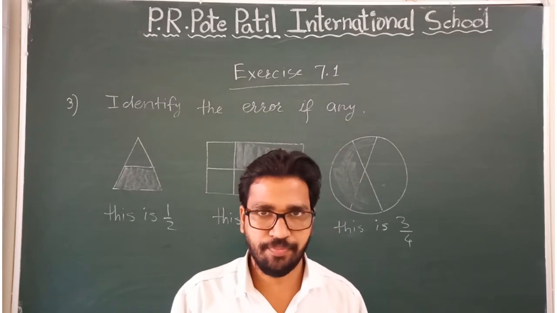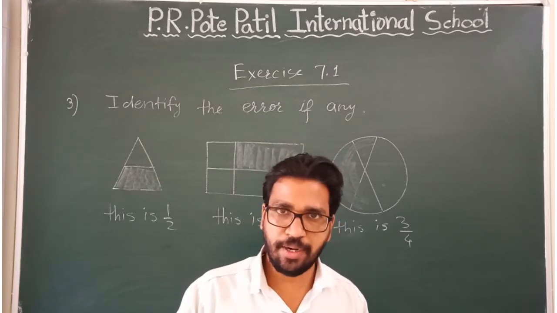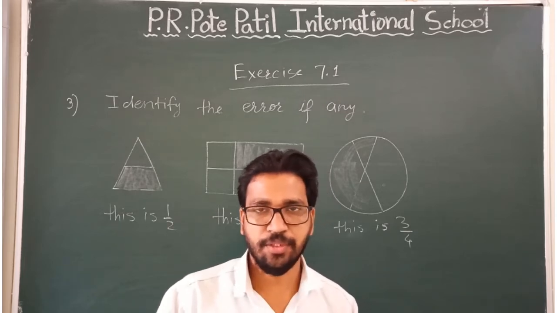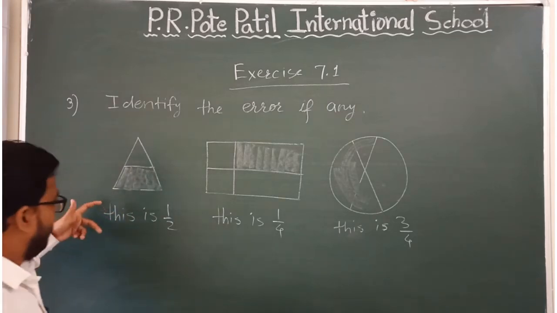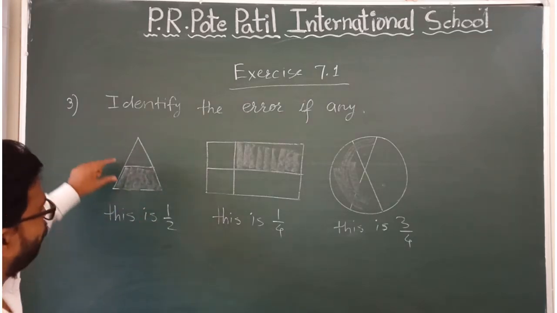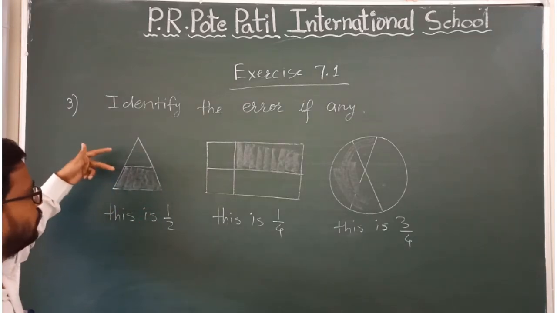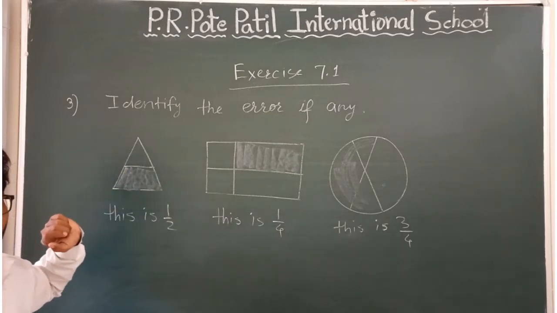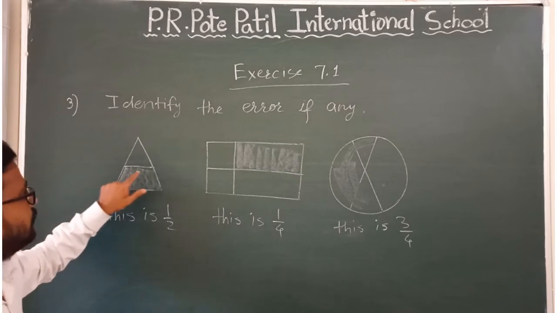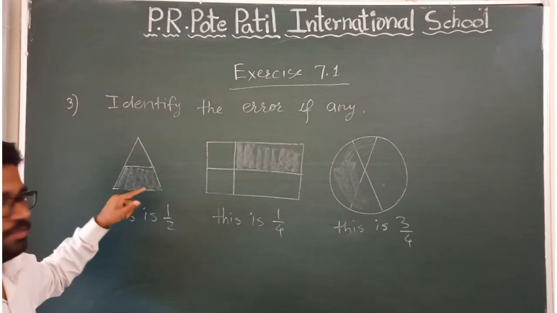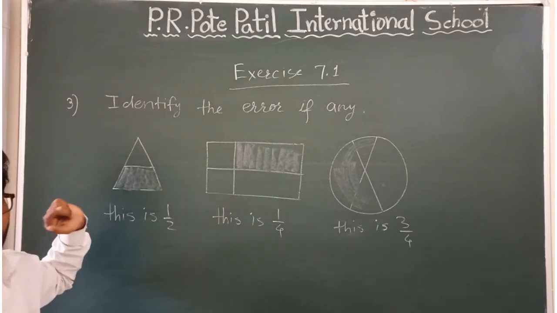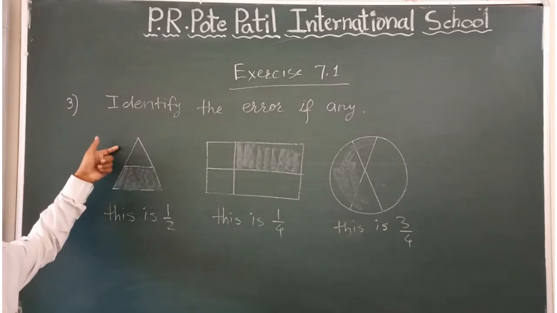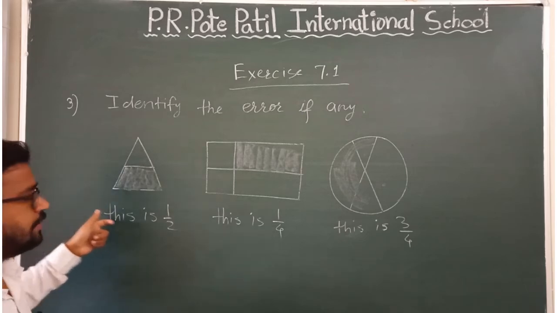2 equal parts. Half means what? 2 equal parts, and from those 2 equal parts, one part is half, right? So here this is 1 by 2, and 1 by 2 shows 2 equal parts, and from those 2 equal parts, one part is the half. But this shaded part is not the half of this, because this shaded part is bigger than this unshaded part. Okay, so it is wrong.